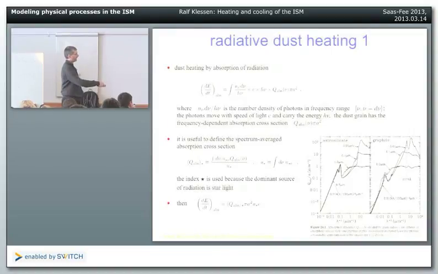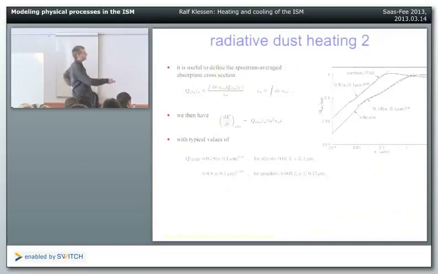You can then average over all the frequencies to get an effective cross-section, and then you have the average absorption energy change as this effective absorption efficiency times the geometric cross-section times the energy density times the speed of light. So you see again this depends sensitively also on the size of the particles.